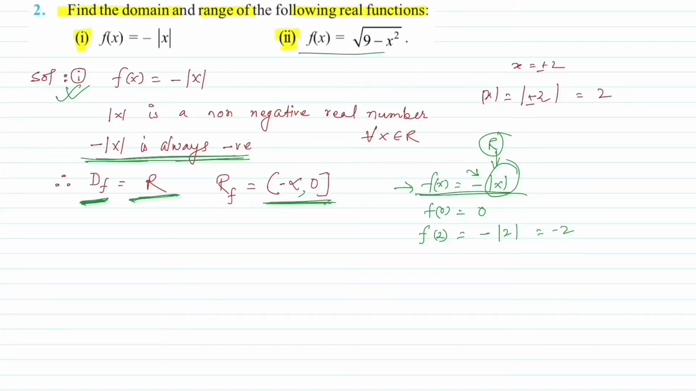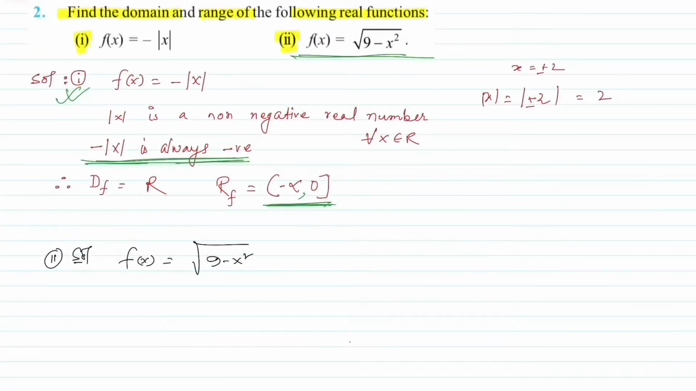Now let us find the domain and range of the next function, that is f(x) is equal to root over 9 minus x square. Okay, so let me show you how to solve this one. Number 2, solution: f(x) is equal to root over 9 minus x square. Now here you see, the square root of any negative number, suppose root over -2, is not a real number. It doesn't belong to R.